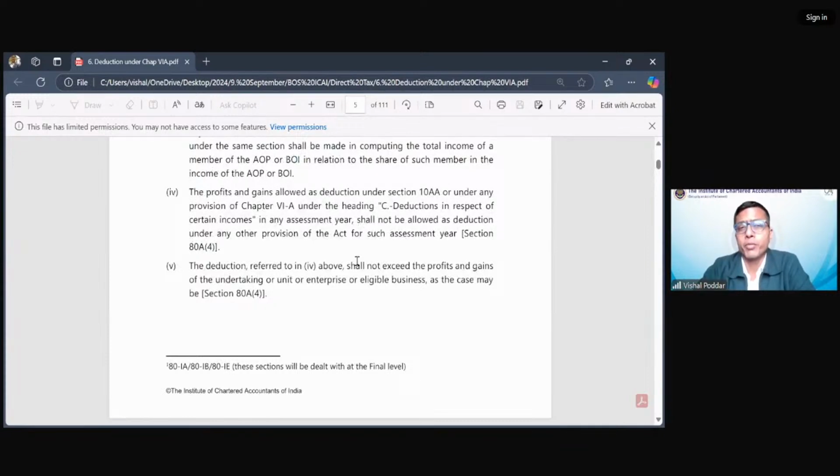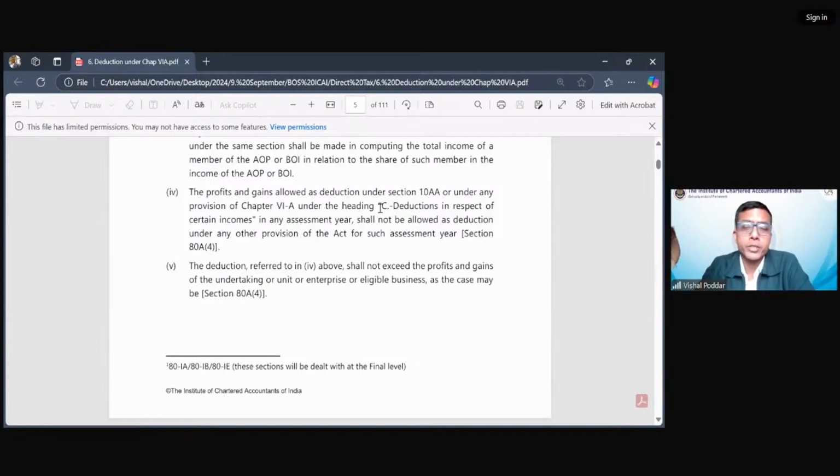Similar logical point is point 4. See, point 3 you can ignore, it is of no use because AOP BOI is not applicable to us. Point 4. What is point 4? Where you are allowed deduction under section 10AA. What is 10AA? 10AA is SEZ. Or under any provisions of chapter 6A, what we are studying, under heading C. What is this heading C? Heading C is those sections which is not part of your syllabus, which I was mentioning at the start.